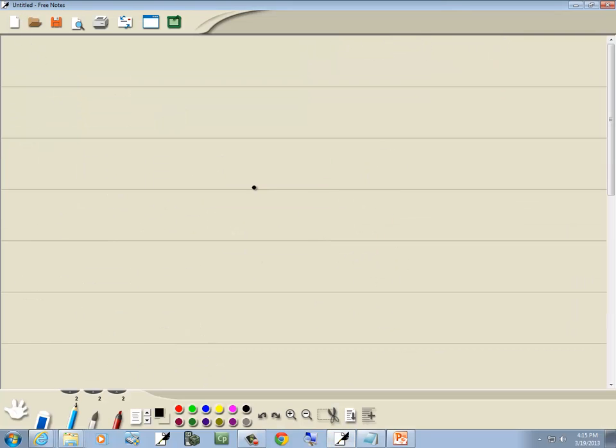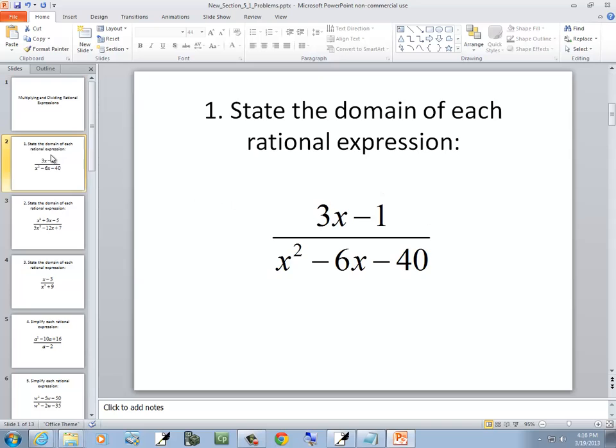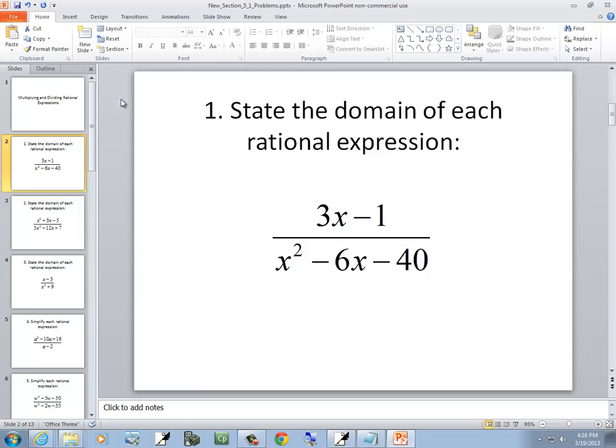Let's get a clean slate here and take a look at multiplying and dividing rational expressions. And there it goes. We got 3x minus 1 over x squared minus 6x minus 40.